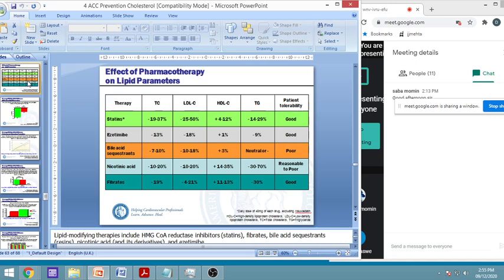This is only what I asked you yesterday. This was my homework which I gave you, that which drug can be effective in hypertriglyceridemia, which can be useful in increasing the levels of HDL, and which are the drugs which can be useful if we have to reduce total cholesterol or LDL-C. So this one table is giving all the information which I asked you yesterday.